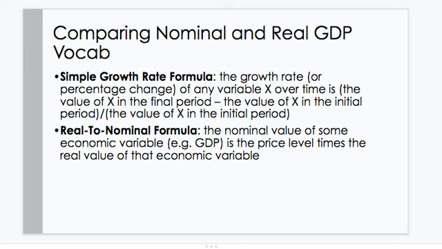Simple growth rate formula: the growth rate or percentage change of any variable x over time is the value of x in the final period minus the value of x in the initial period, divided by the value of x in the initial period. The real to nominal formula: the nominal value of some economic variable, e.g. GDP, is the price level times the real value of that economic variable.